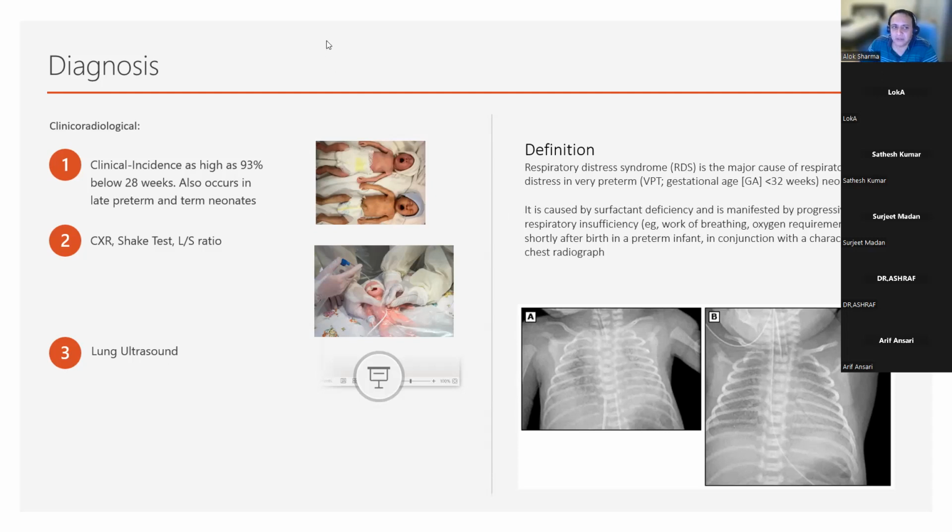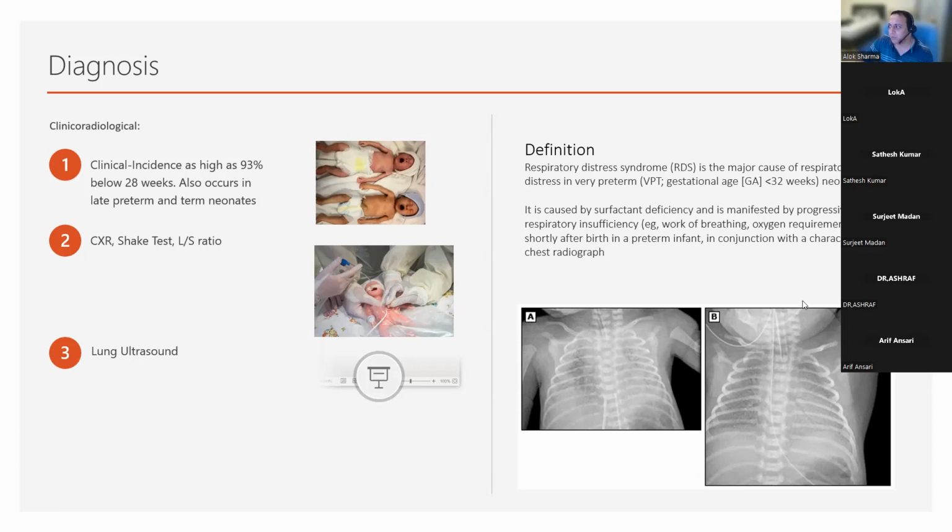28 weeks of gestation. More importantly, this incidence is probably in babies who've not had steroids. Steroided 28 weeks, the incidence comes down to about 60 to 70%. At 25 weeks, if you've had steroids, the incidence is about 80%. But more importantly, it's a diagnosis that is made radiologically.